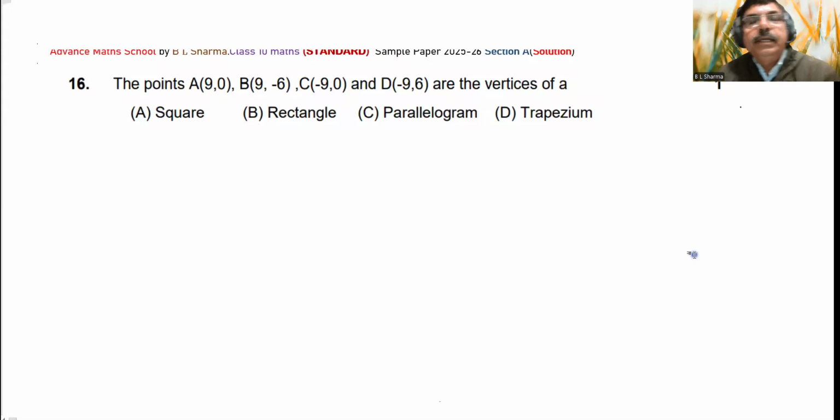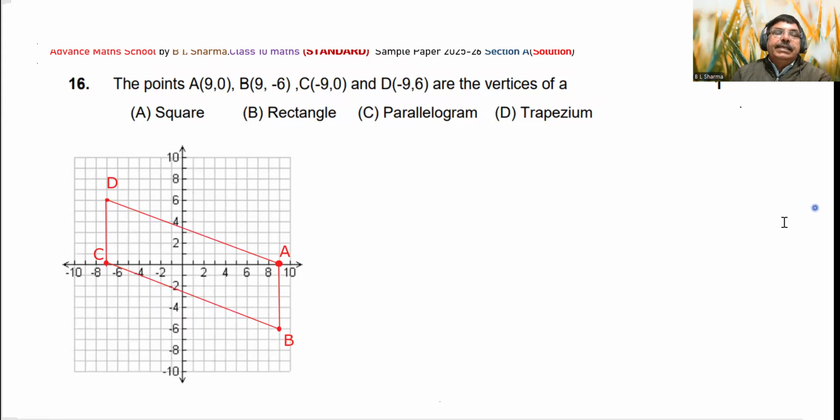The points A, B, C, D with coordinates given will be square, rectangle, parallelogram or a trapezium. ए बी सी डी हम एक प्लॉट करके देखिए इनको, तो हमें लगता है कि ना तो ये इट कैन बी ए पैरेललोग्राम, इट कैन बी ए ट्रेपेजियम, बट इट इज नॉट ए स्क्वायर, नॉट ए रेक्टेंगल एंड नॉट ए रोम्बस.